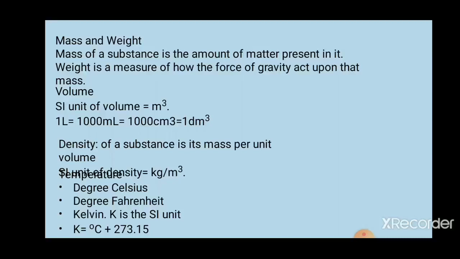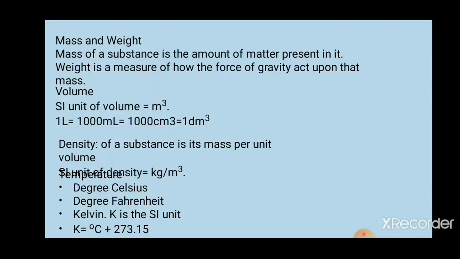Okay, the next quantity is temperature. Now as you know, temperature is measured in terms of degree Celsius, degree Fahrenheit and Kelvin. Okay, but here we are more concentrating on Kelvin. So Kelvin is the SI unit of temperature. This is also a very important question. What is the SI unit of temperature? So Kelvin.